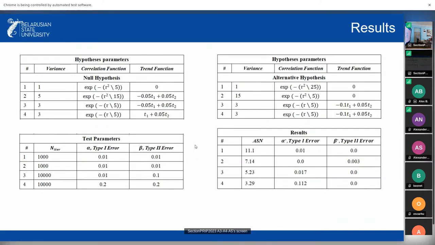On the top row, the two tables represent the parameters of my tests. In total, I have four different experiments. The first one tests the same variance in the brain component but a different correlation function. The second test compares the stationary random field to the non-stationary one, to the random distribution. And the last two tests compare the random fields with the random.